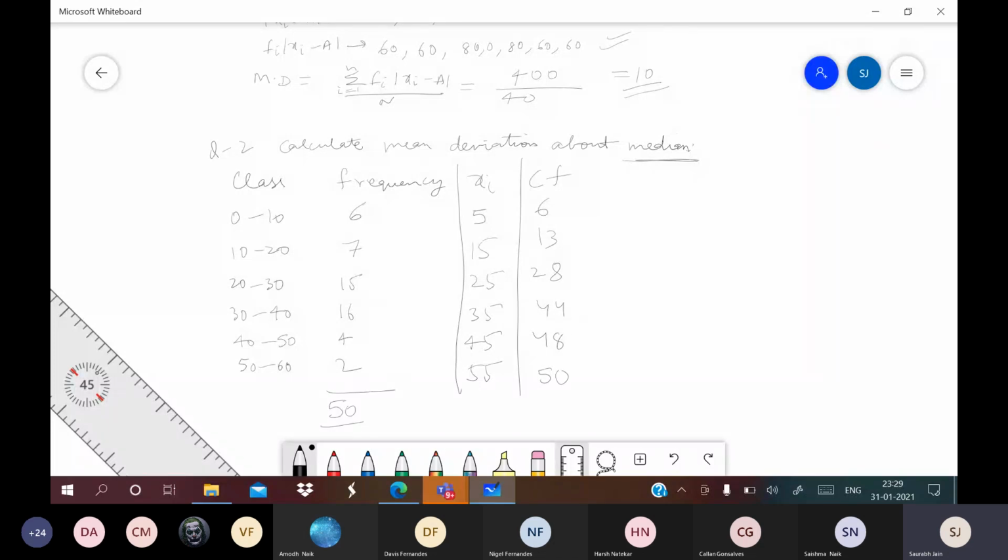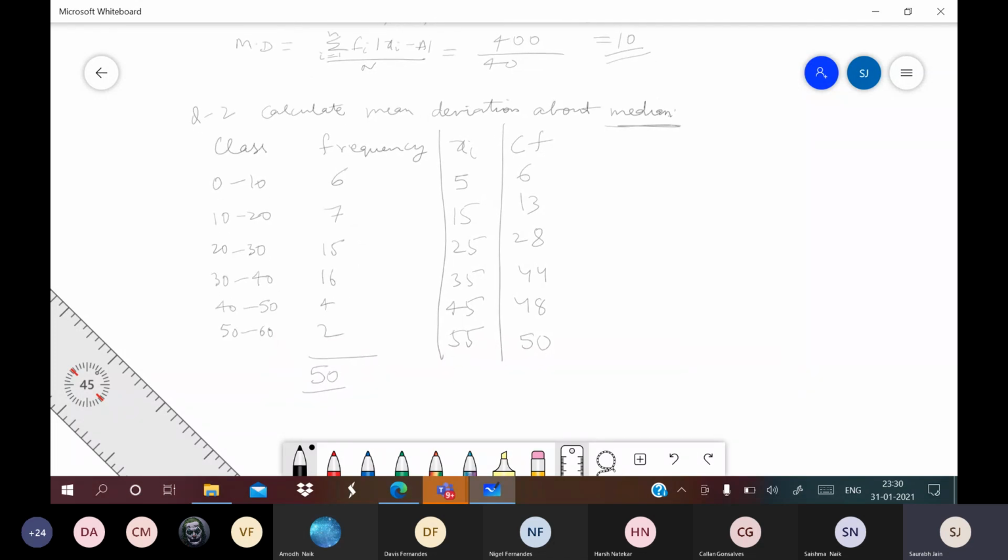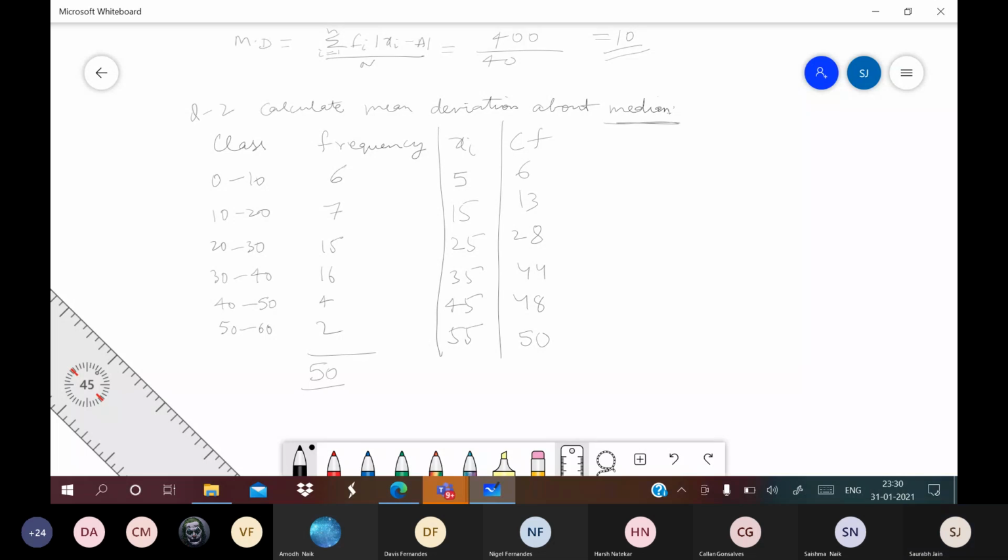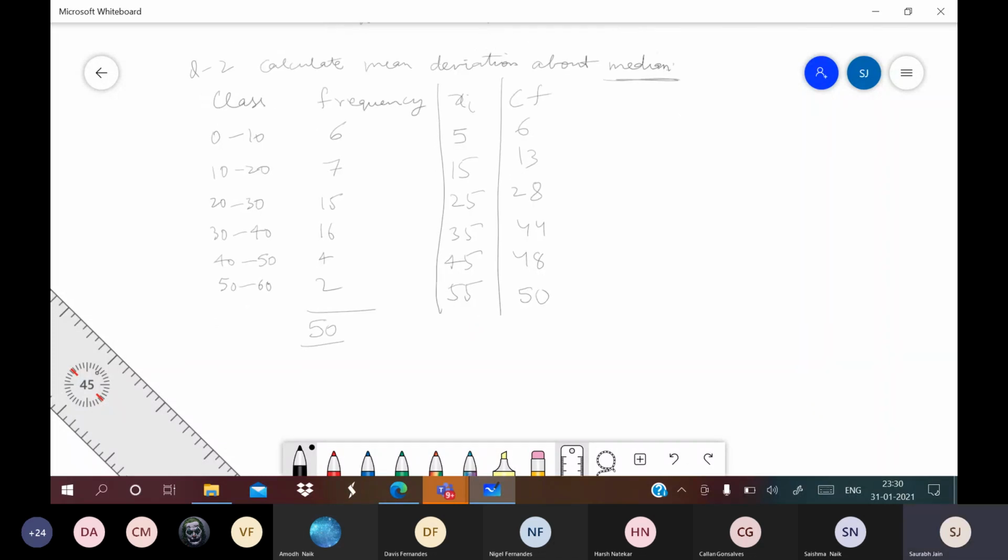You can calculate it. That is last cumulative frequency only. Now we have to find the median. So what is the median here? See, n is 50. So n by 2 will be 25. Right? N by 2 will be 25. So cumulative frequency just greater than 25 is 28.